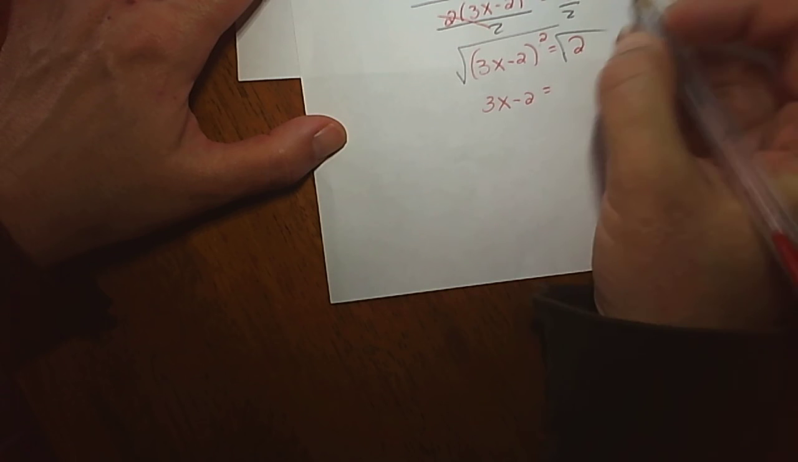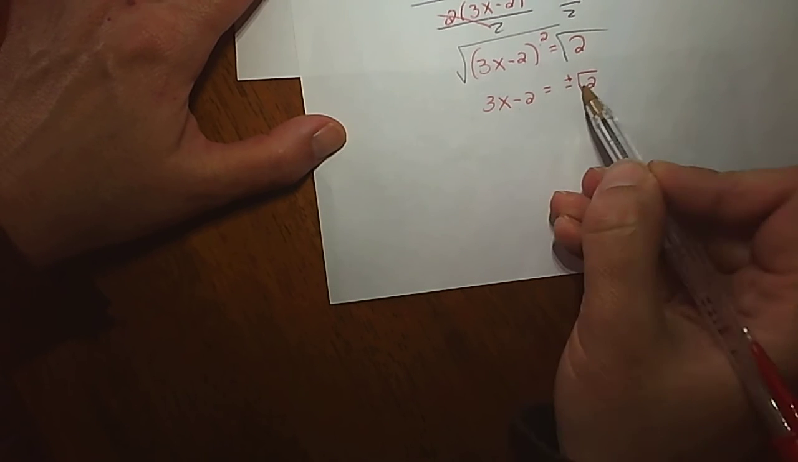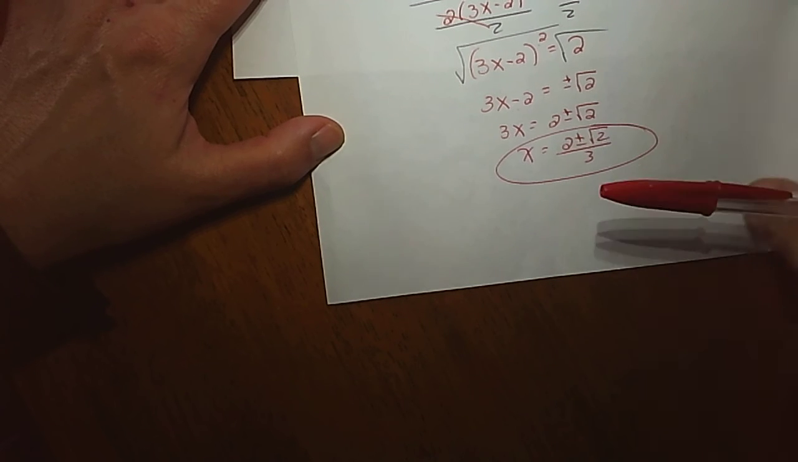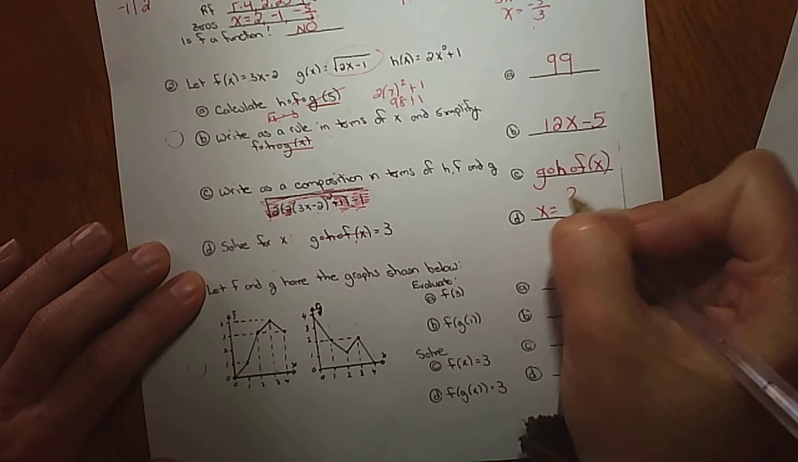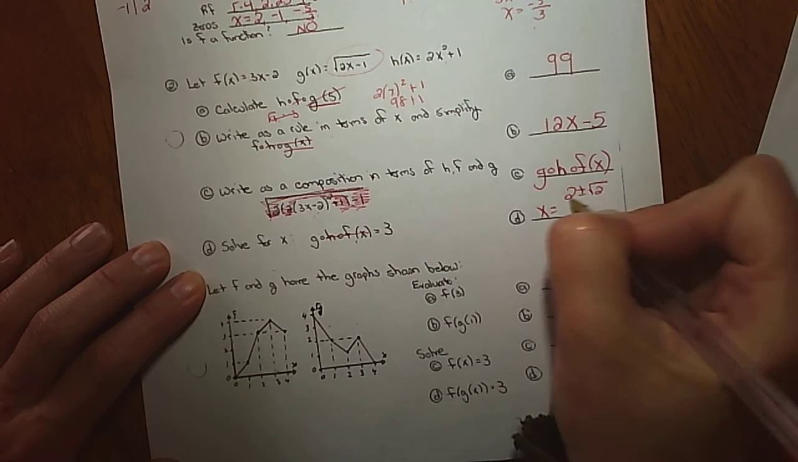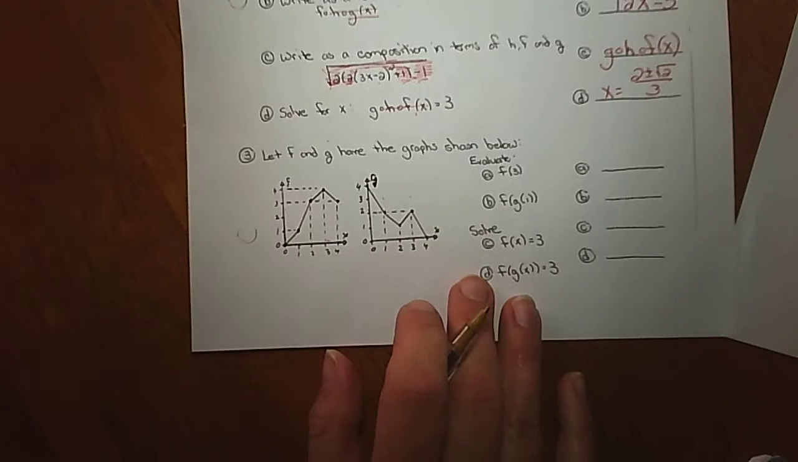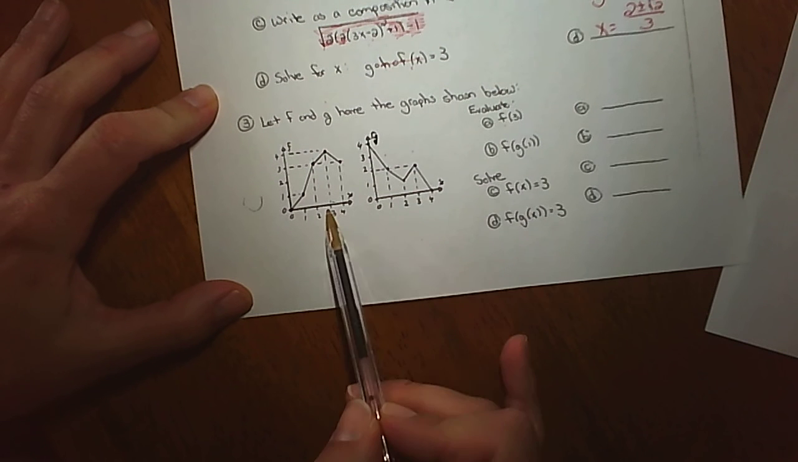Now remember, when you take the square root of something, it's plus minus radical 2. Now add over the 2, and look at that. That's the answer to the question. So right here, I'm going to put x equals 2 plus minus radical 2.